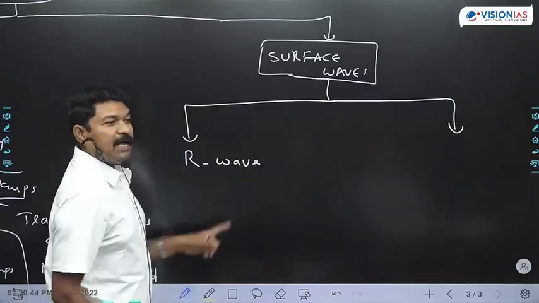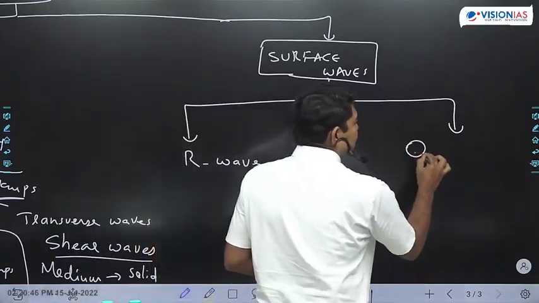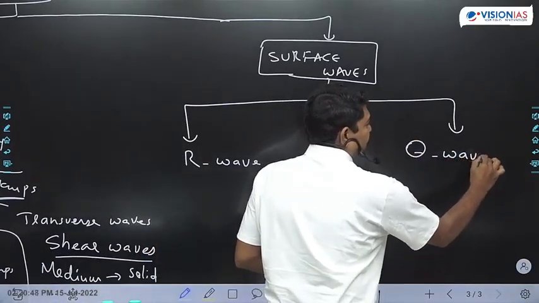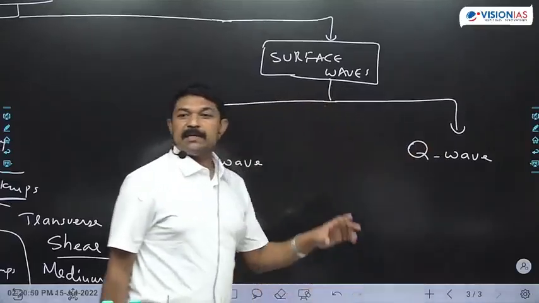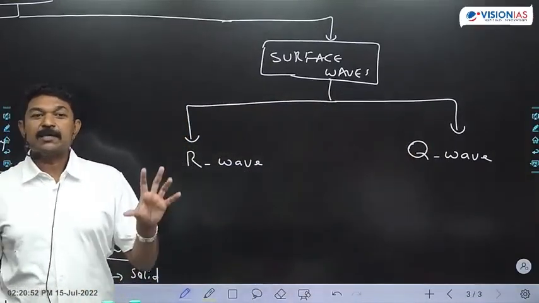One is called the R wave, another one is called the Q wave.